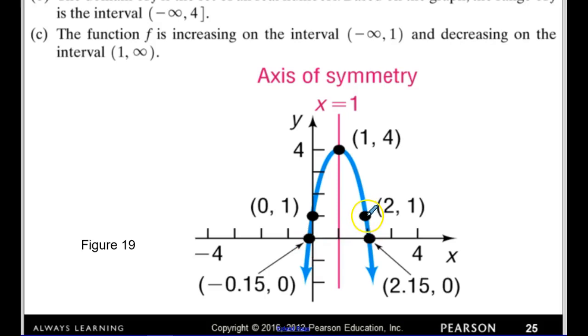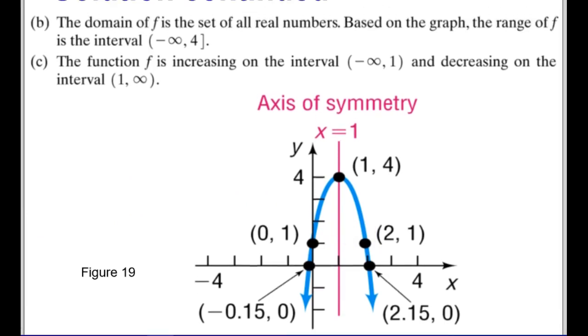I used this other point because I'm using my axis of symmetry. So I knew here if I went over 1 and down 3, I had a point. So the same thing can happen on the right side. If I go over 1 and down 3, I have a point. Okay, so that's another way I can plot another point.